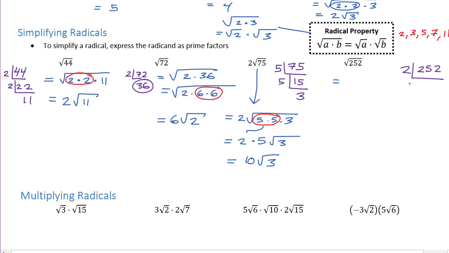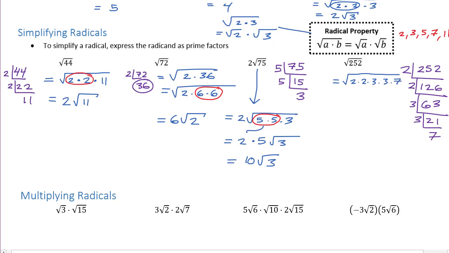So 252 divided by 2 is going to be 126. I can still divide that by 2. Divide that by 2, and I get 63. Well, what's a prime number I can divide 63 by? How about 3? All right, 63 divided by 3 is 21. Hey, I can divide that by 3 again. 21 divided by 3 is 7, and 7 is a prime number. So we just prime factored 252 into 2 times 2 times 3 times 3 times 7.